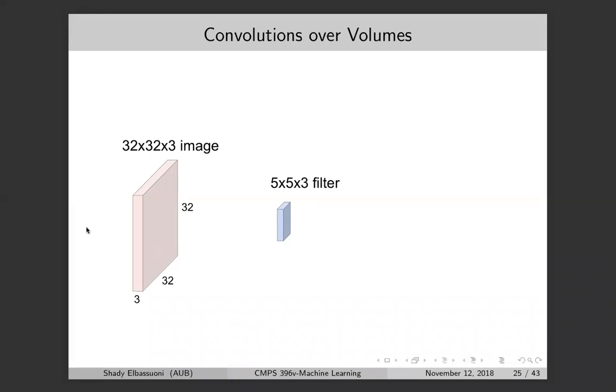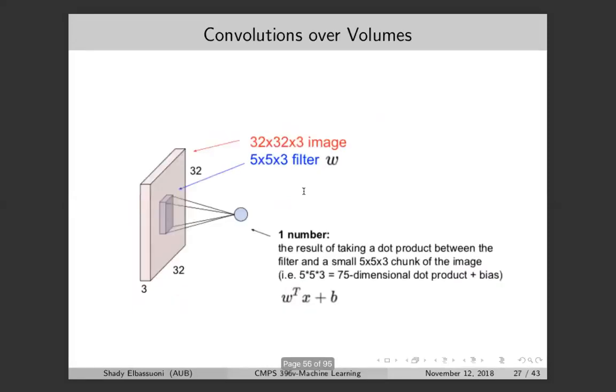So I have here a 32 by 32 by 3 image. I apply a filter of 5 by 5 by 3. The filter always extends to the full depth of the input volume. And how does it work? It really works the same way as before. It's a set of weights. Now you have 5 by 5 by 3 weights, and these are multiplied by the pixel values of part of the image. So here, this is the part I'm looking at.